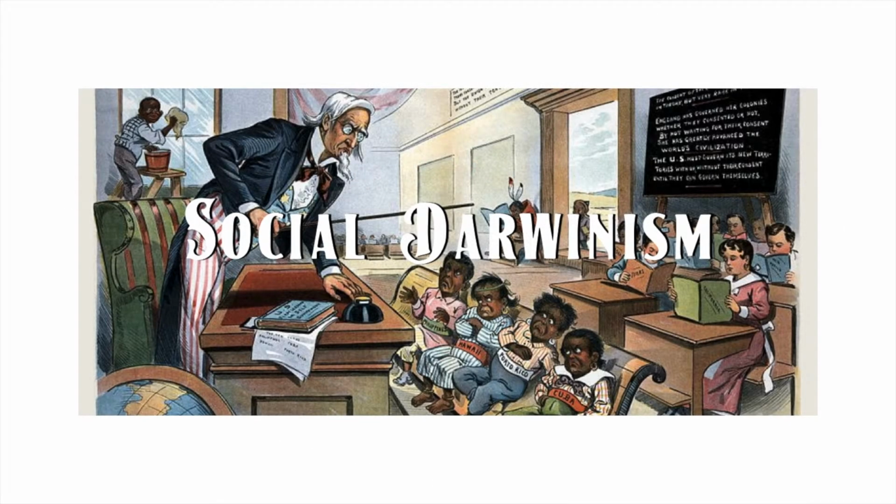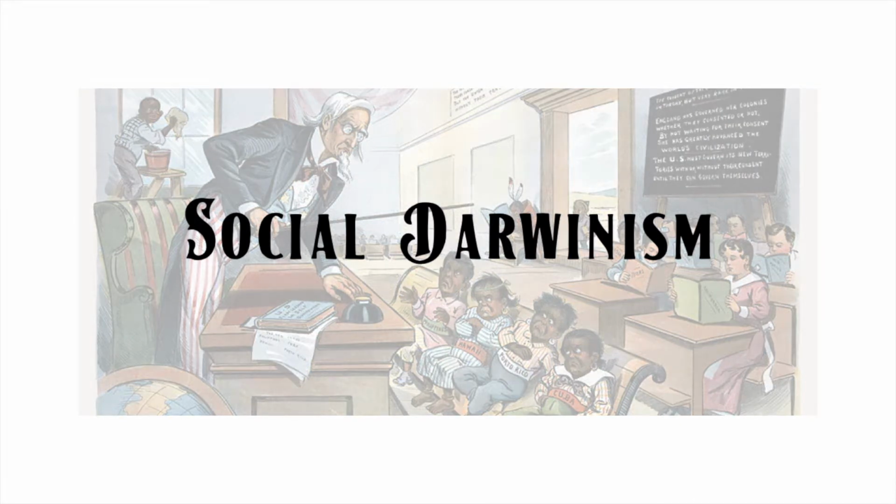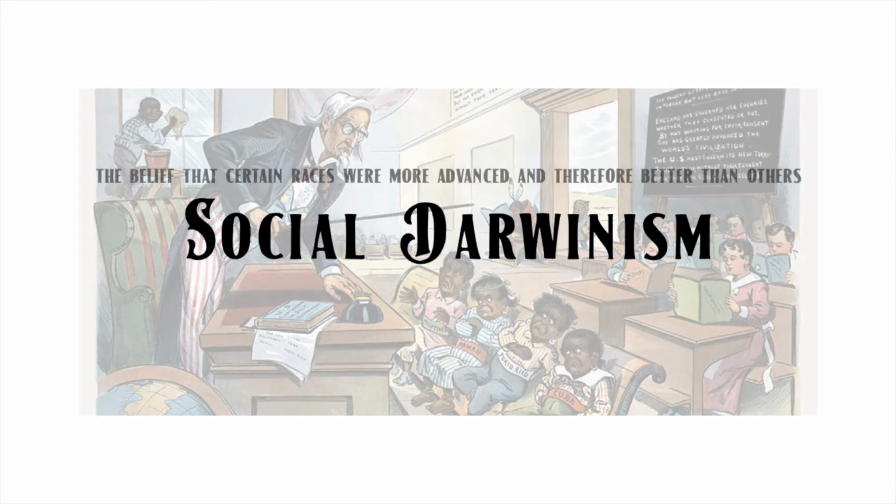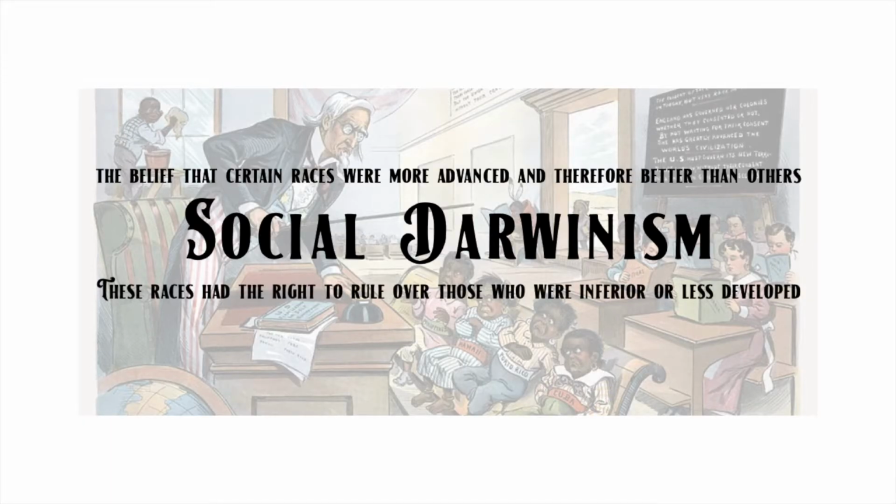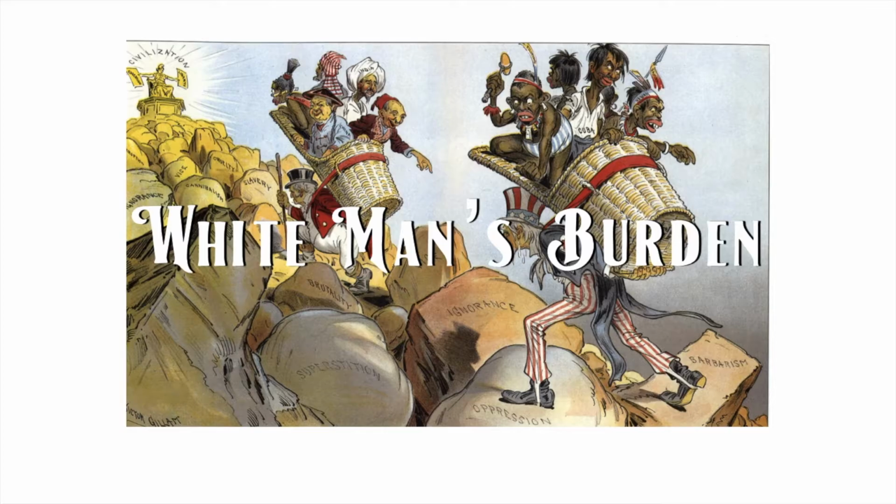Another powerful idea that's going to drive America is this belief in social Darwinism, which became very popular at the end of the 19th century. Social Darwinism was the belief that certain races or people were more advanced and therefore better than others, giving them the right to rule over them, to control over them, to have influence over them. So less developed or inferior races or people or nations needed help from more advanced nations like the United States.